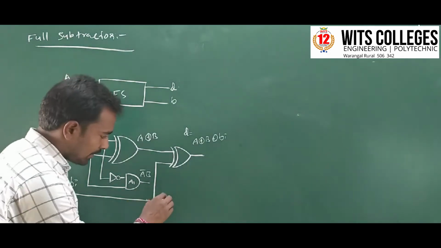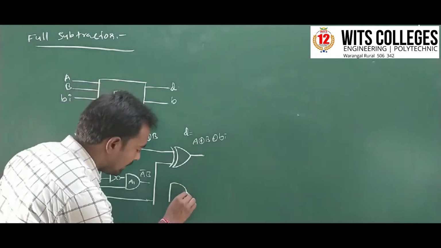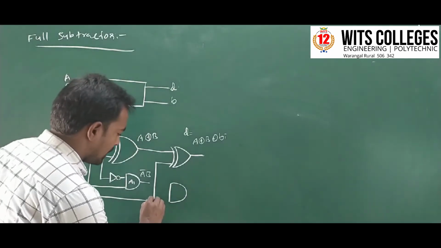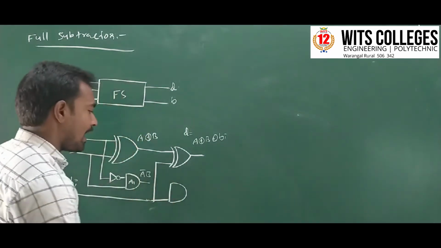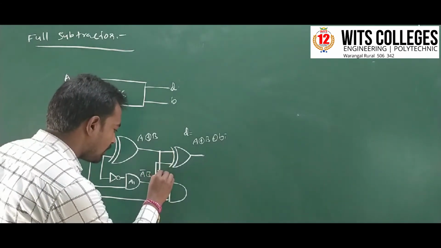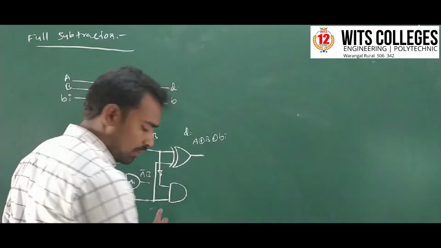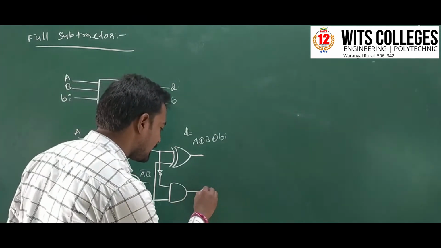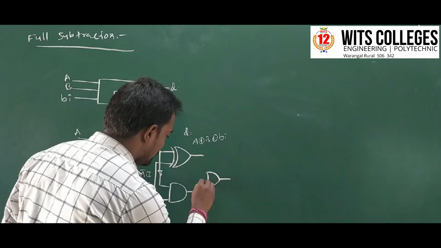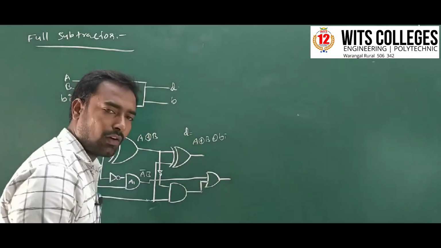And here I am using another AND gate. See here, the borrow input is connected to this AND gate, and the output of the exclusive OR is connected to one complement NOT gate, that is connected to here, okay, and these two outputs are connected to one OR gate, and this gives the output of the borrow.